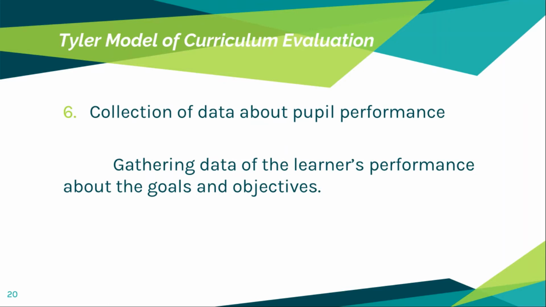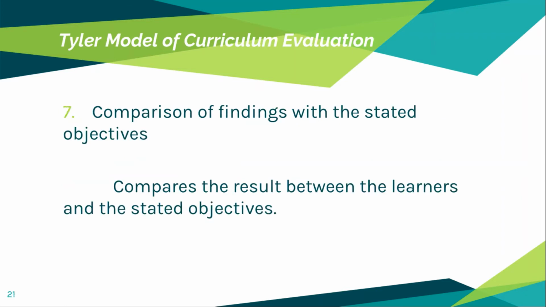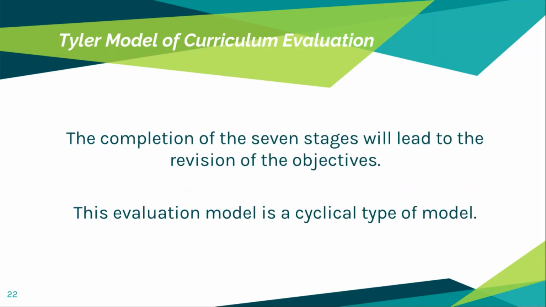Sixth, collection of data about pupil performance. It is gathering the data of the learner's performance about the goals and objectives. Lastly, comparison of findings with the stated objectives. It compares the result between the learners and the stated objectives. The completion of the seven stages will lead to the revision of the objectives. This evaluation model is a cyclical type of model.